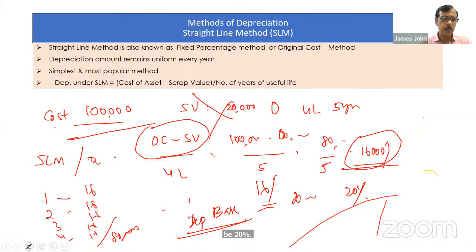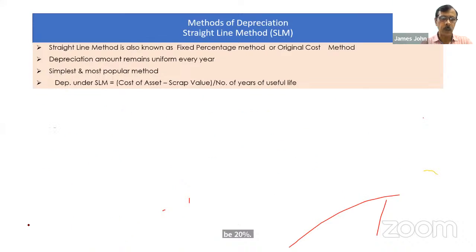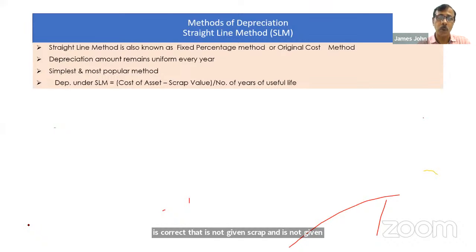Next method. Sir, one doubt, sir. Just what you said, because the scrap value is given, that also we have to deduct, and out of that only we have to calculate the percentage of depreciation. Fine. If scrap value is not given, then you can take the scrap value as 0.